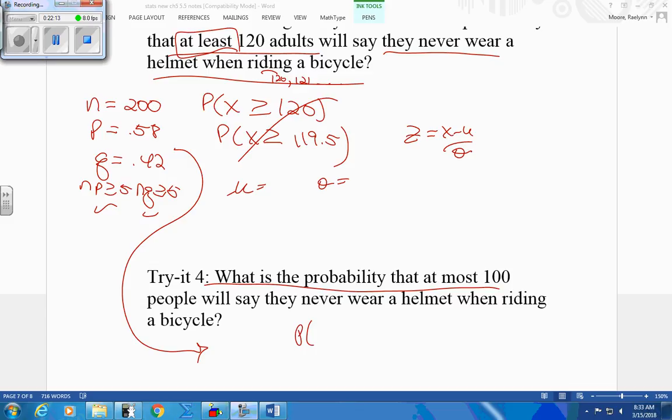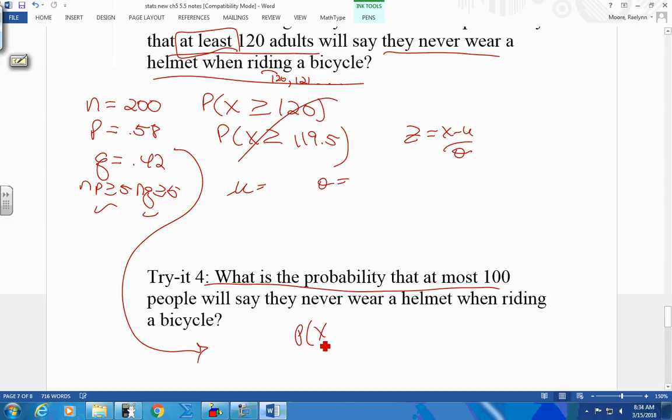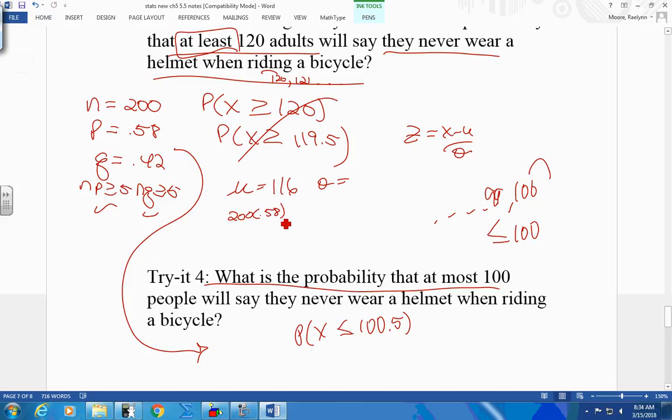Trey, you get a probability statement for me? Noah, what's your probability statement? Good. So he originally said at most 100. So he went down. This is an upper, so he made it 100.5. Great. Anybody have a mean for me? 116. Great. Anybody not sure how that came from? N times P. N is 200 times P is 0.58.